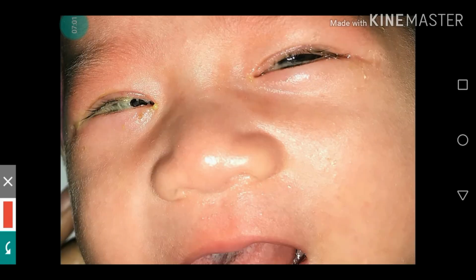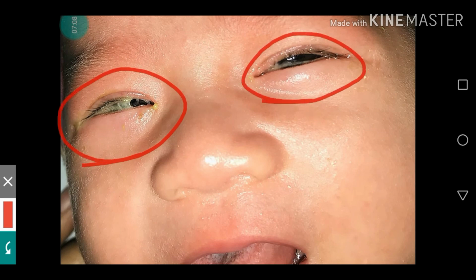Here, as you can also appreciate, there is discharge, mucopurulent discharge. There is quite an amount of swelling in the eye of this neonate. Eyelids are involved.